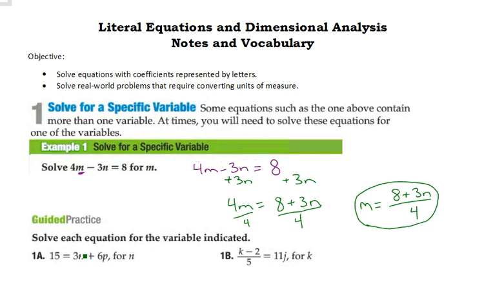Again, I would recommend really zoning in on that one variable that you have to solve for, and then figure out, okay, add or subtract first, then multiply or divide. Unless, as a hint, there's division in the way. Okay, go ahead and try them and I'll put up the answers.